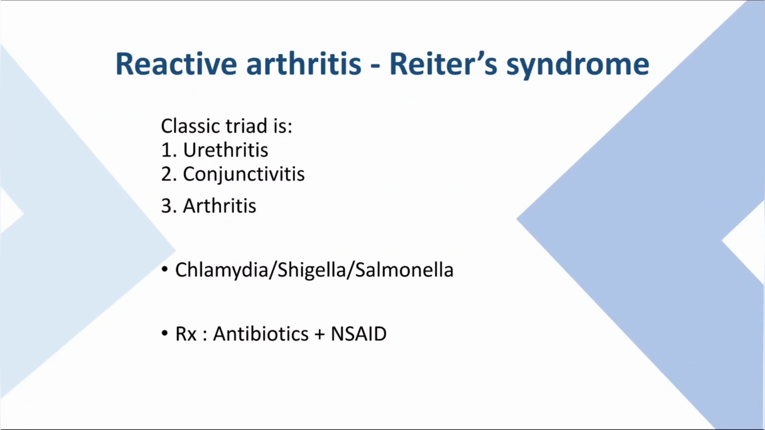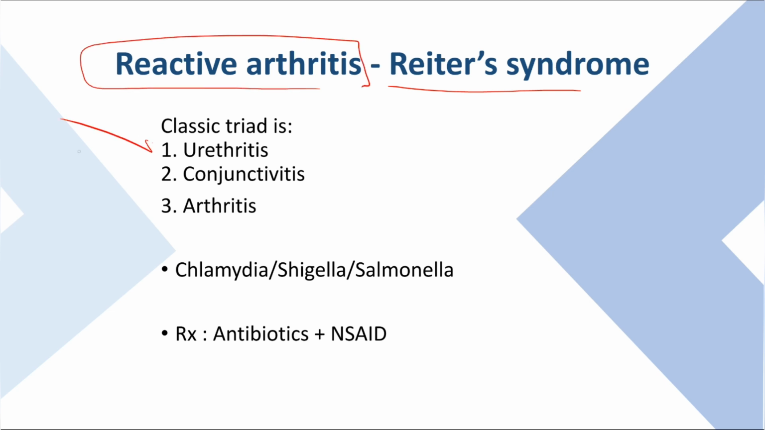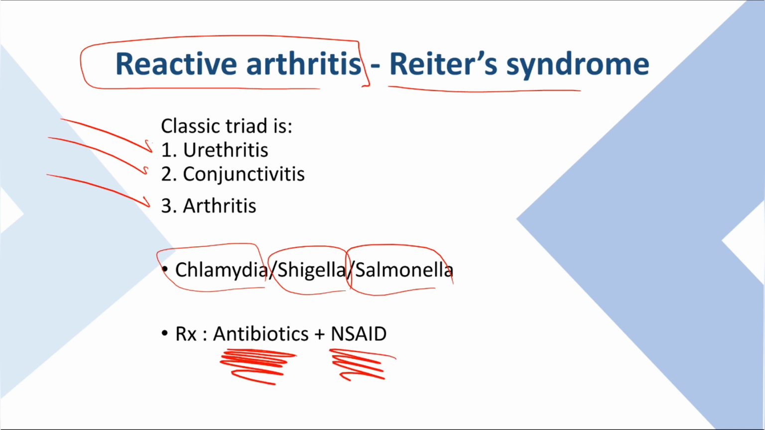A complication is fracture. Reactive arthritis, previously called Reiter's syndrome. The classic triad is that the patient has urinary symptoms, arthritis, and blurred vision and pain due to conjunctivitis. Also, they have arthritis, swelling of the joints of the limb. The causative agent may be chlamydia, shigella, or salmonella. Treatment is giving antibiotics and non-steroidal anti-inflammatory drugs.